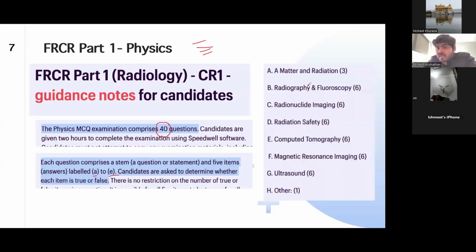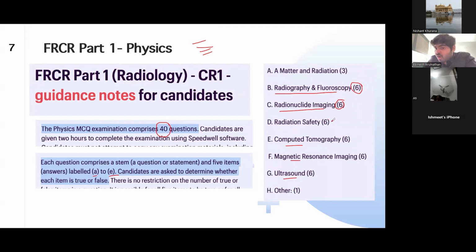One thing that I want to emphasize if you are preparing for your part one FRCR physics is that radiography and fluoroscopy, nuclear medicine, CT, MR, ultrasound, all modalities, you're going to get six questions in all the modalities.